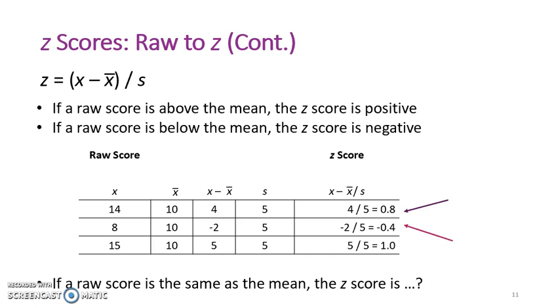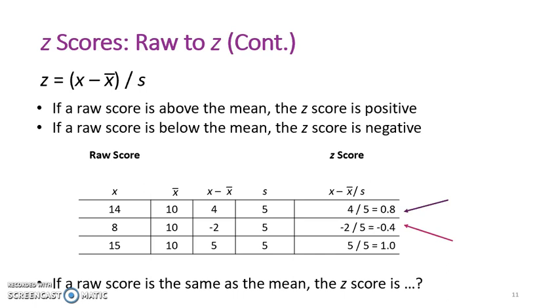Notice something about the computation of z-scores. So let's look at these examples. Again, in this example, the distribution's mean is 10. The raw score of 14 is above the mean, and the corresponding z-score is positive, indicated by the purple arrow. The raw score of 8 is below the mean, and the corresponding z-score is negative, indicated by the pink arrow.